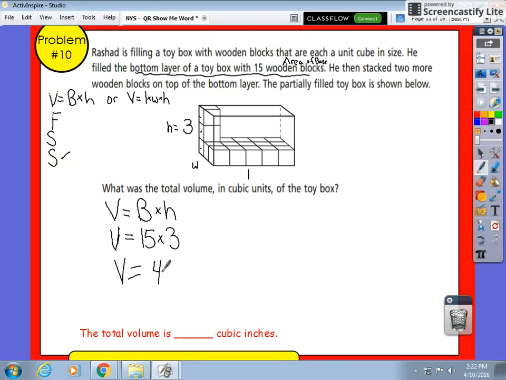15 times 3 is 45 cubic inches. So I can put that into my sentence. When I read that the total volume is 45 cubic inches, and look at that box and think about adding another layer of 15 and another layer of 15, it makes sense.